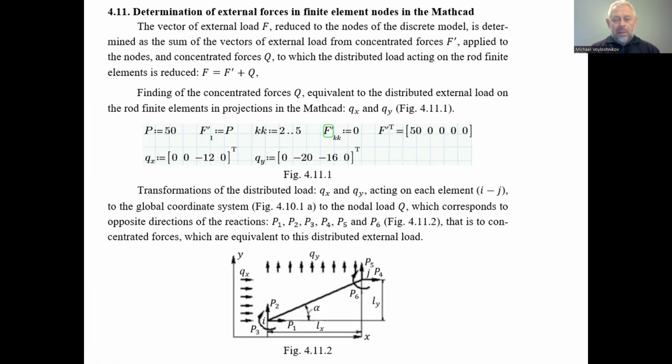F stroke is the assigned vector of the external forces. Q is the vector of the distributed forces along the finite elements. The concentrated forces Q equivalent to the distributed external load on the rod finite element in projections are calculated in the Mathcad, and the distributed loads Qx and Qy are indicated on the figure of the page of the Mathcad, a fragment of the page of the Mathcad.